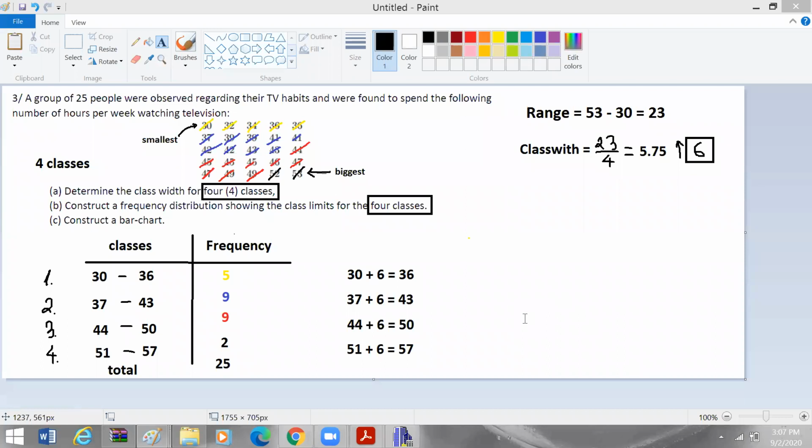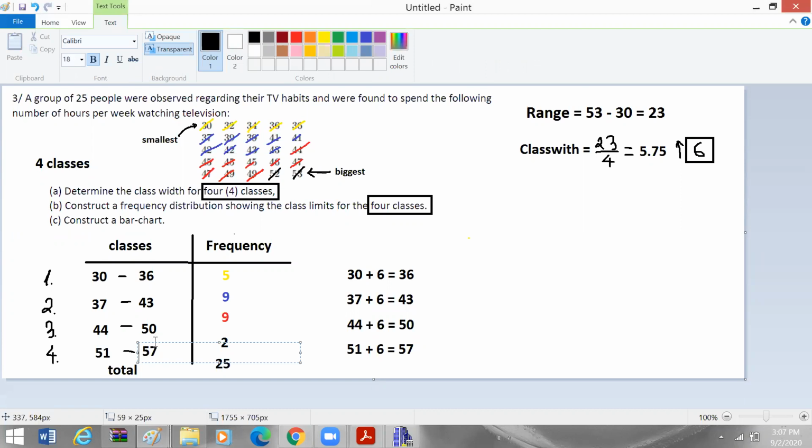Oh, yeah, that is actually a very good question. Usually in the previous semester, I ask you to always round up. Why do we have to round up? Because once you round up, you want to guarantee that the last ending point, which is 57, is able to cover the biggest data set. Let's say, for instance, that we round down to 5 instead of 6. You might end up with a last class that will not be able to cover the last data set. So rounding up is safe and it's essential.